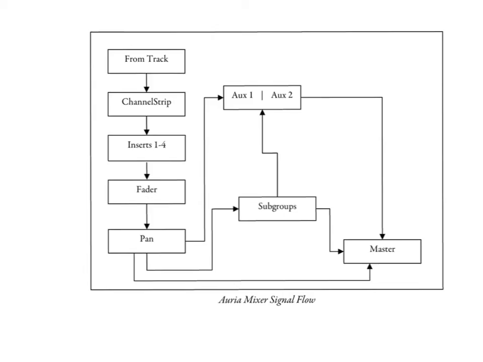Finally, let's review the signal flow in this DAW, Aurea for iPad. For each recorded track, the signal flows through the insert effects, up to 4 for each track. Then the track level is adjusted at the fader, then through the pan setting, and then the signal is split out to the aux sends, the subgroups, and the master mix.